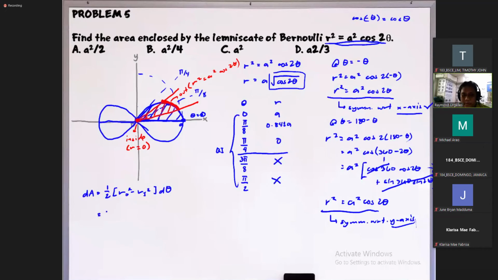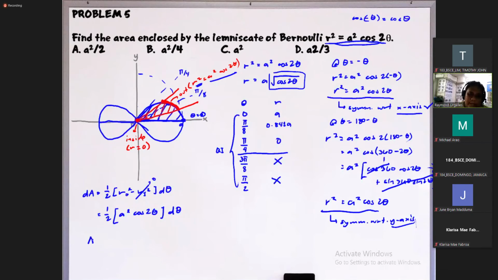Diba? So then this will be 1/2. So again, ano yung outside boundary natin? That is this one. Diba? So ang naka-square na to, kaya kokopyahin lang natin to. So a squared, so this is cosine of 2 theta. So then, okay, para sa r inside naman, r inside is 0. So kaya this will just cancel. So then this will be multiplied by d theta.